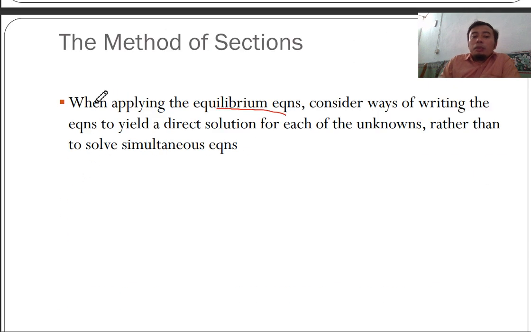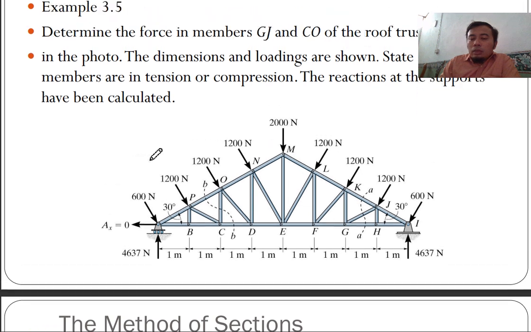When applying the equilibrium equations, consider ways of writing the equations. You should pay attention to how you write the equations to yield a direct solution for each of the unknowns rather than having to solve simultaneous equations. So you write the equation to have a direct solution of each unknown. This takes practice. The more you practice, the more you get how the equations are solved, so you can solve them faster and write up the equations that help you analyze the forces.